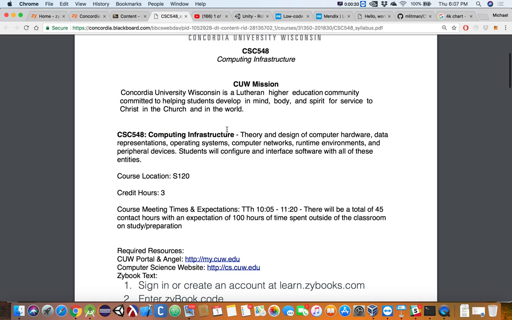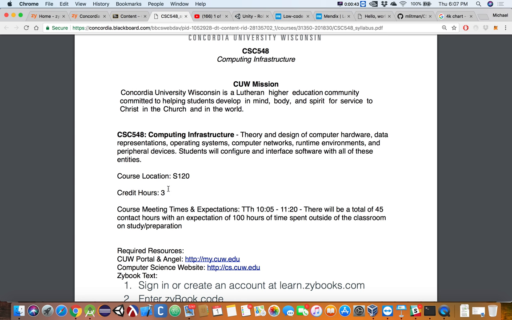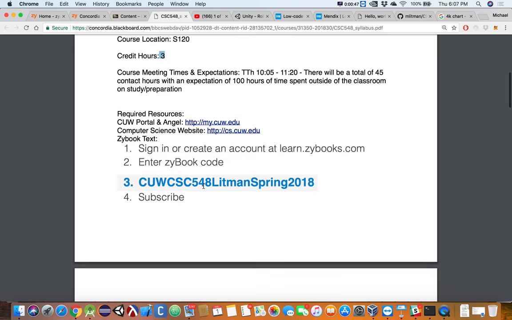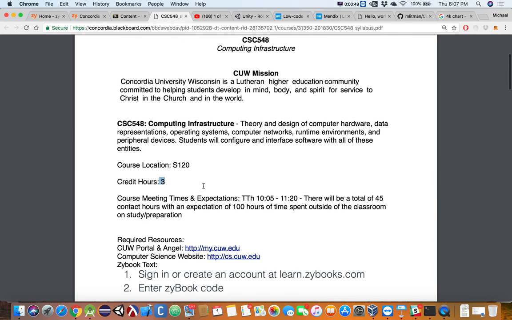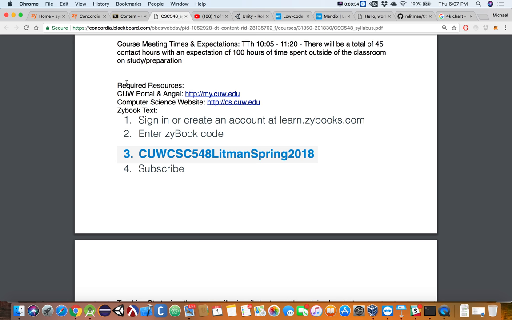All right, so this is computer infrastructure, computer organization, computer architecture. We'll talk about kind of what some of those different things mean today. Oh, actually, this is old. This is actually completely inaccurate. There should be 6 credit hours here. I'll update some of that, but the other stuff is important. The other stuff's correct.